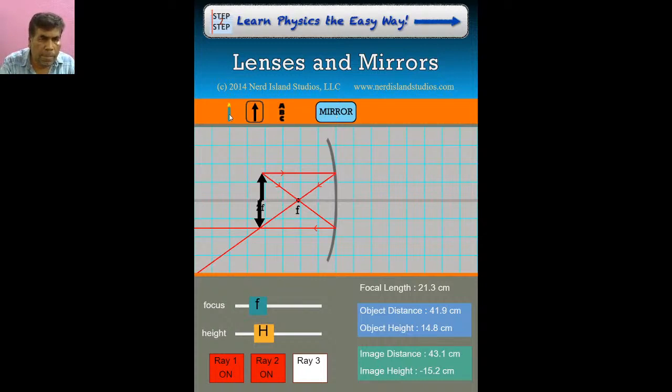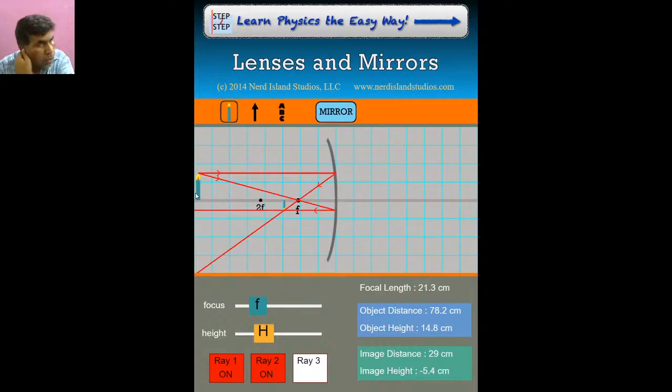Here, if the object is a candle, now the object is at a larger distance.